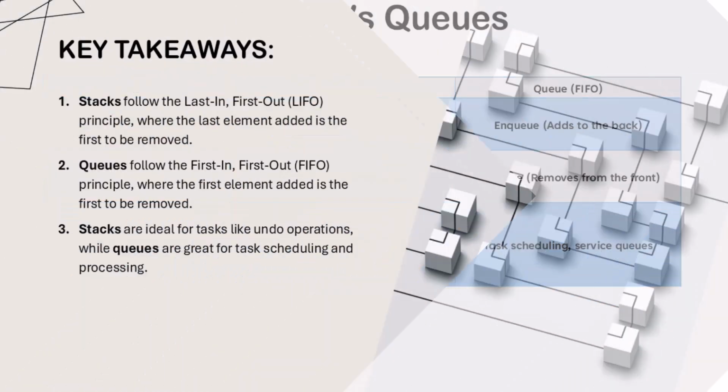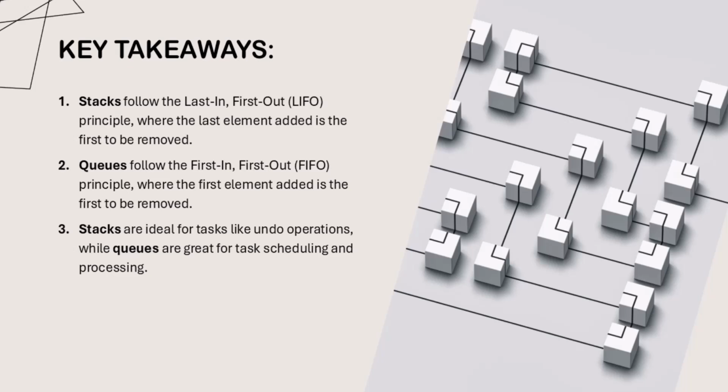To summarize, stacks and queues are essential data structures in many applications. Stacks follow a last in, first out, LIFO approach, while queues use a first in, first out, FIFO system. Each has its own strengths and is best suited for different types of tasks.